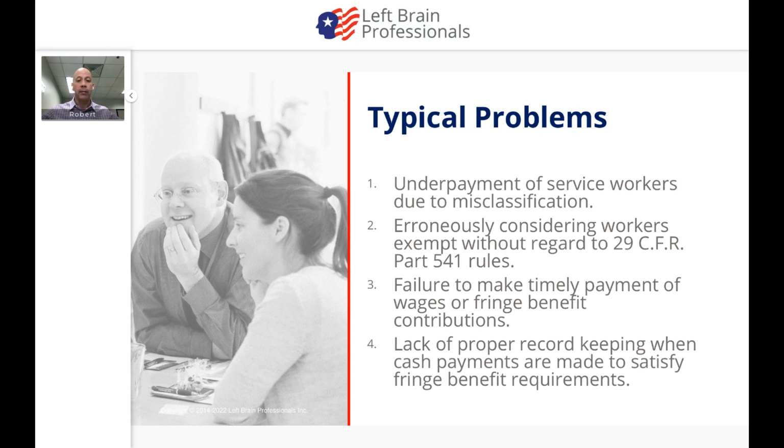Number 4, lack of proper record keeping when cash payments are made to satisfy the fringe benefit requirements. This is an area that ties back to that wages in lieu, and are you overlapping or trying to use, I should say, maybe paying a higher base wage instead of paying the wages in lieu or something. Your records need to clearly identify all of these amounts, because if you go through an audit, or if somebody files a complaint saying you didn't pay them appropriately, you're going to have to be able to support, right, how you got to that information.